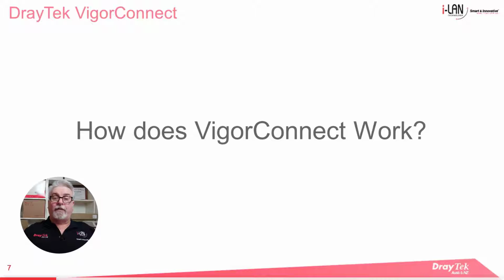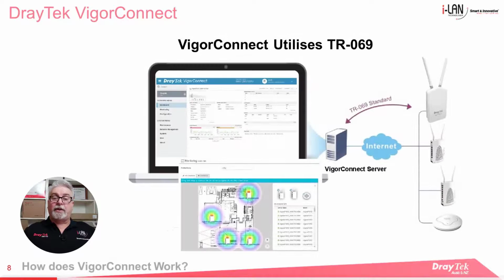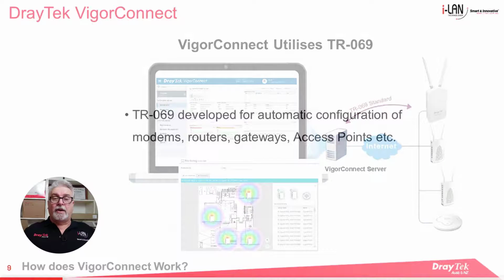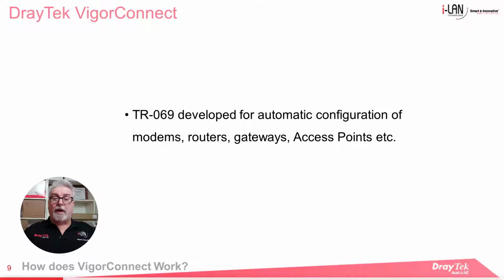Now let's have a look at how VigorConnect works. Basically, you just install the VigorConnect application on a suitable PC and it'll be able to connect to any Vigor AP or switch on the same network. VigorConnect utilises the TR069 standard for communication between the VigorConnect server and the CPE devices. TR069 is an application layer protocol for central management of end-user devices. It was developed for automatic configuration of modems, routers, gateways, access points and so on by using an auto-configuration server.